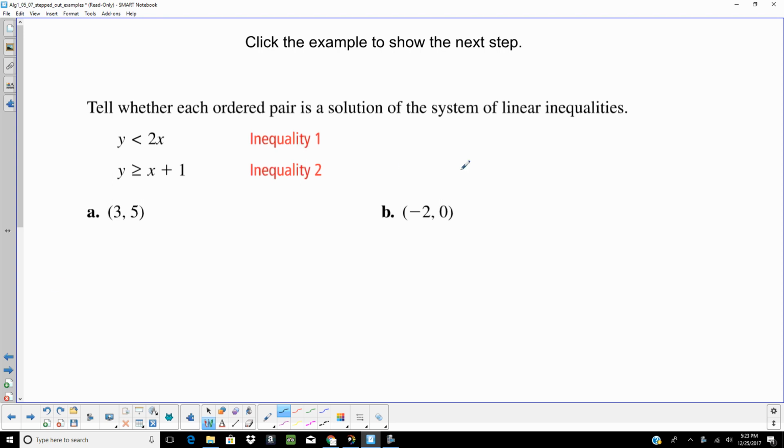A system means that you're going to have more than one. And linear inequalities is what we just talked about in our last section. So here we have two linear inequalities. Because we have more than one, it's a system. They're giving me an ordered pair, which of course is an x and a y. So I'm going to plug those into both inequalities and see if I get a true or a false statement.